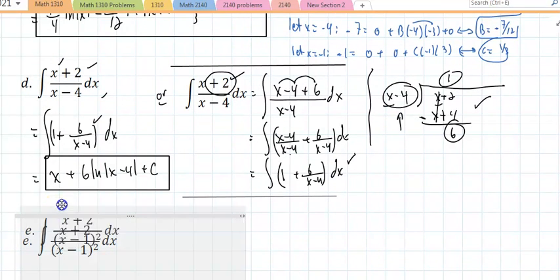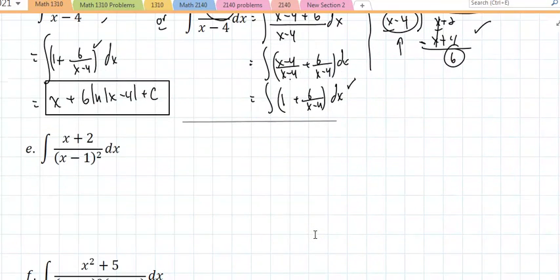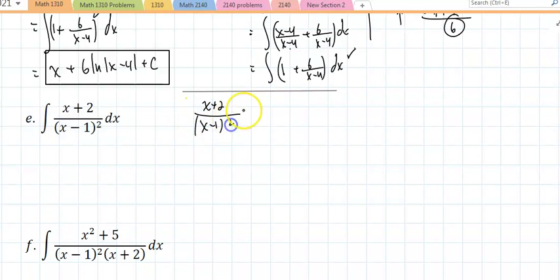Okay. If I look at the next problem. Now we're starting with a different combination. That is, I'm looking at x plus 2 over x minus 1 squared. Well, if you see any power, you have to list it that many times. So the least amount of work you could do is list this twice. You have to. You have no choice.